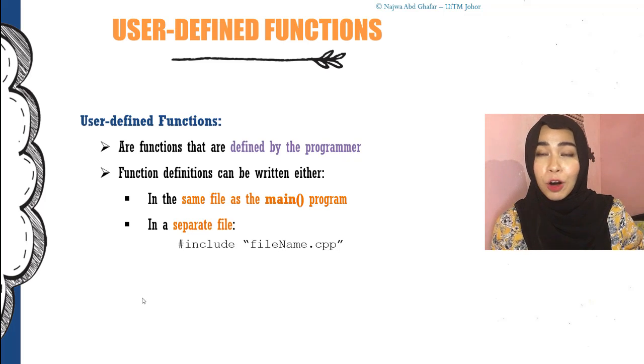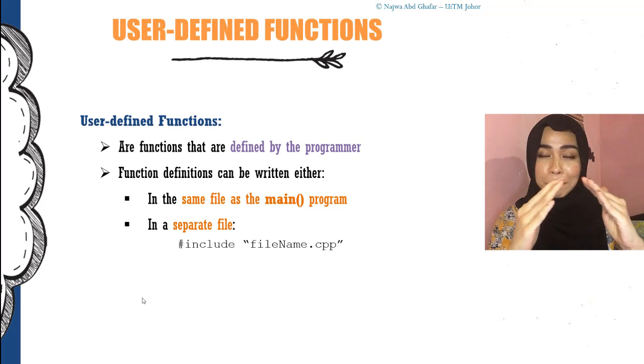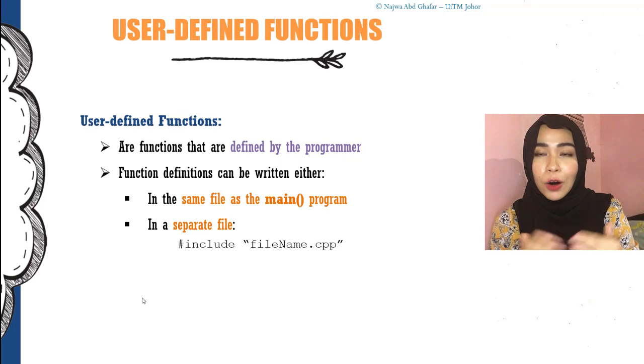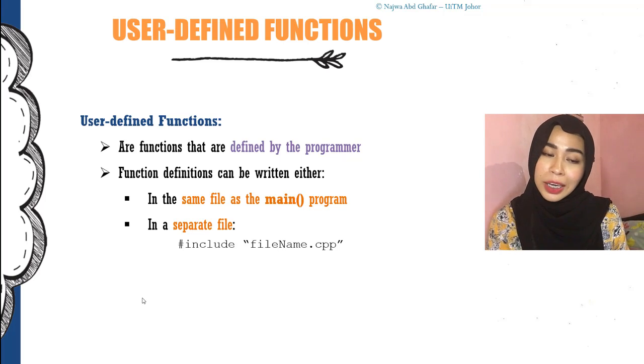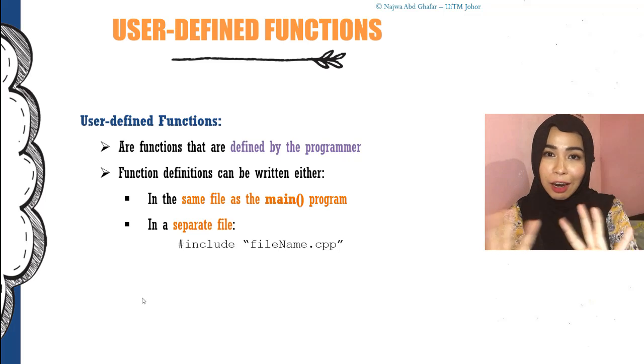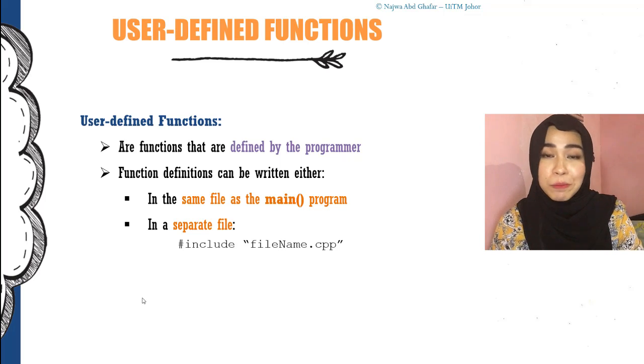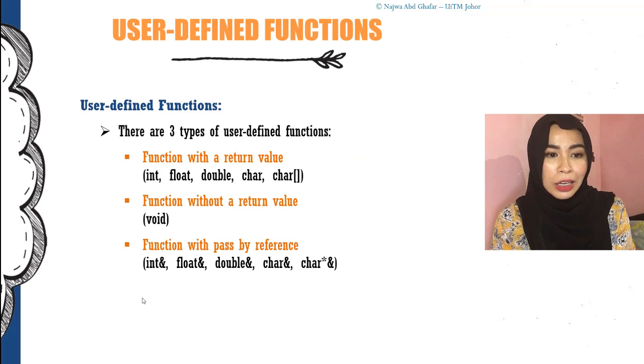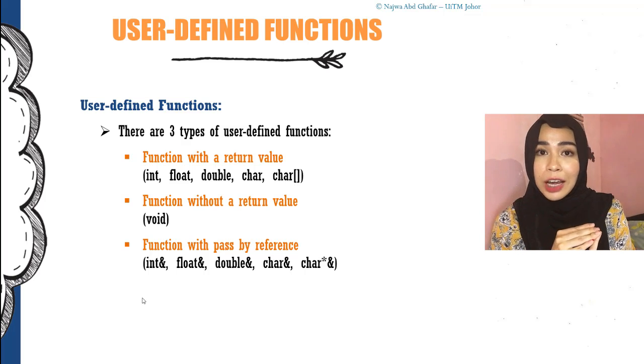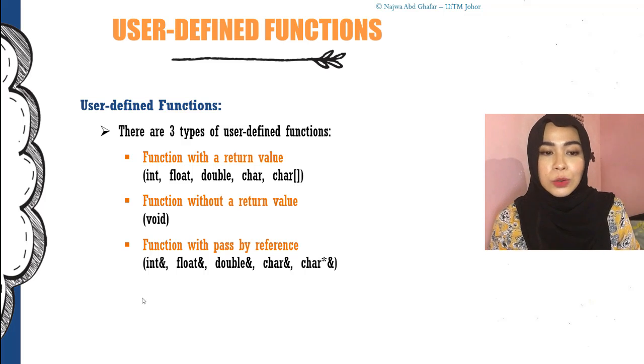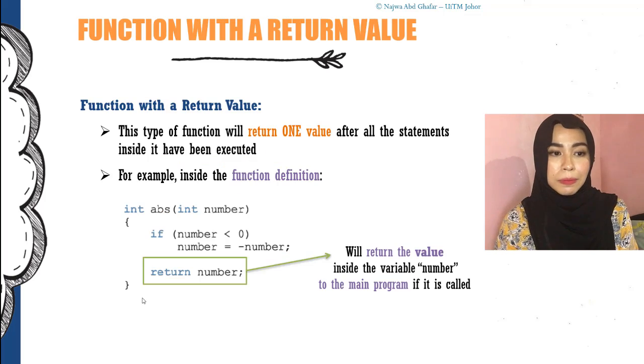So you can write or define your function inside the same file as your main program, or you can include it in a separate file if you want, okay? But for me, since you want to see everything clearly, you can just put it inside the main program, okay? So with user-defined functions, there are three types, which are function with a return value, function without a return value, and function with pass-by reference. So depending on what you want the function to do, you can use any of these three. So we'll go into details of each one.